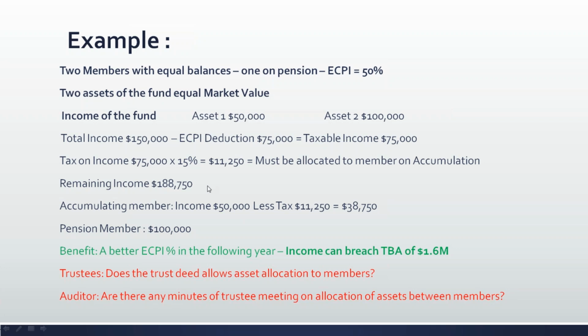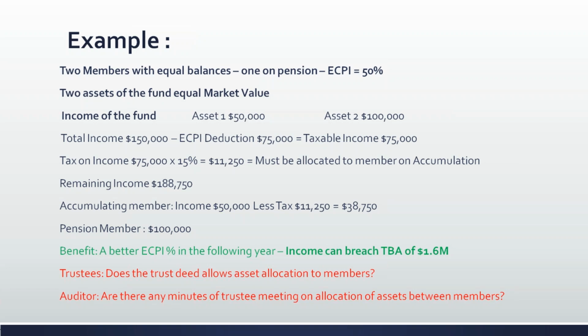Now, what can you do about that? What you have to look at is, does the trust deed allow the asset allocation to members? Here you will notice that we have calculated the tax according to the ECPI. We have not segregated it. We are paying tax on this 100,000 because we have included it as total income. So we have combined the total income of the fund, but as far as allocating the income of the fund after tax is concerned, that is what we have done. So what I'm saying is, before the trustees think they can actually do this, they have to look at the trust deed and see whether this segregation is possible, whether the trust deed actually allows them to do it.